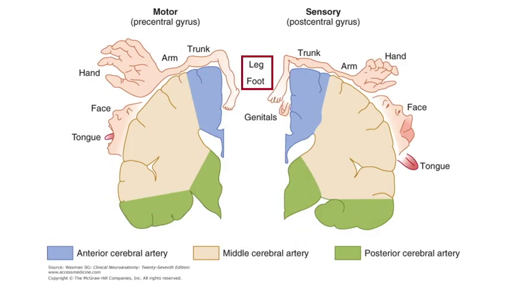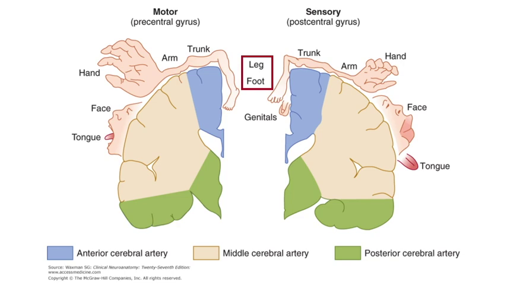This picture shows the coronal section of the brain. The left side of the picture shows the coronal section of the precentral gyrus. Therefore, it shows the motor area of the cortex. The right side of the picture shows the coronal section of the postcentral gyrus. Therefore, it shows the sensory area of the cortex.